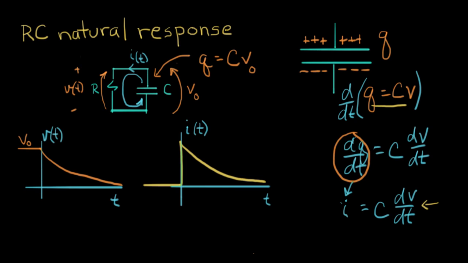Now what I want to do for the RC circuit is a formal derivation of exactly what these two curves look like. And then we'll have a precise definition of the natural response. Okay, what I want to do now is real quick draw our circuit again.